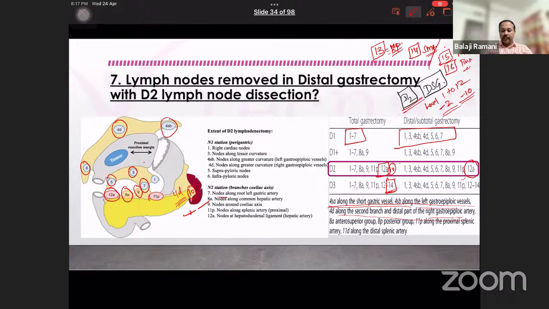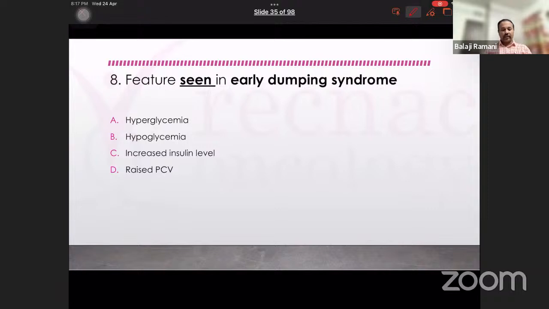So when we talk about D3, it will have an addition of 13 and 14, along the retropancreatic nodes and along the superior mesenteric artery. When you remove that, it is known as a D3 dissection. There is no role for a D3 dissection, which has been proven in multiple Japanese trials. So currently the standard of care is to do only a D2 dissection. Minimally, you have to do up to D2 dissection to get a good clearance. And the evidence is there in the Dutch trial that long-term gastric cancer specific survival is improved by doing a proper D2 dissection.